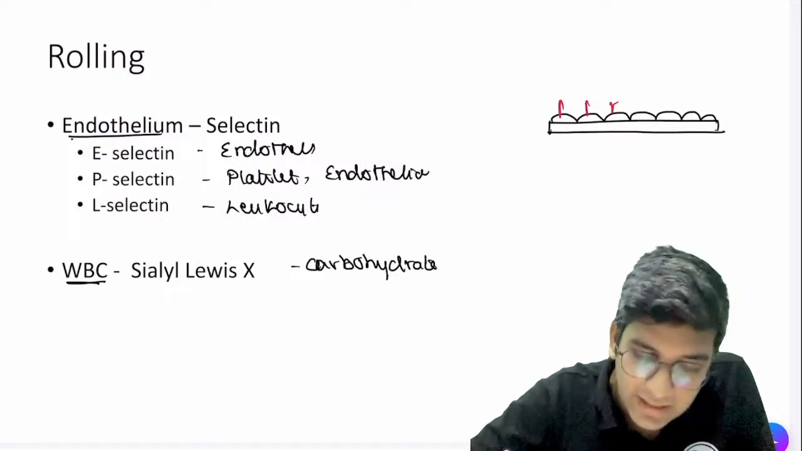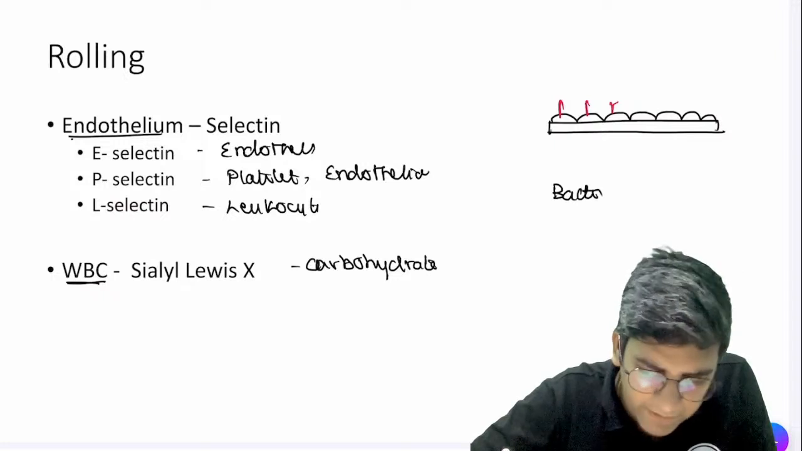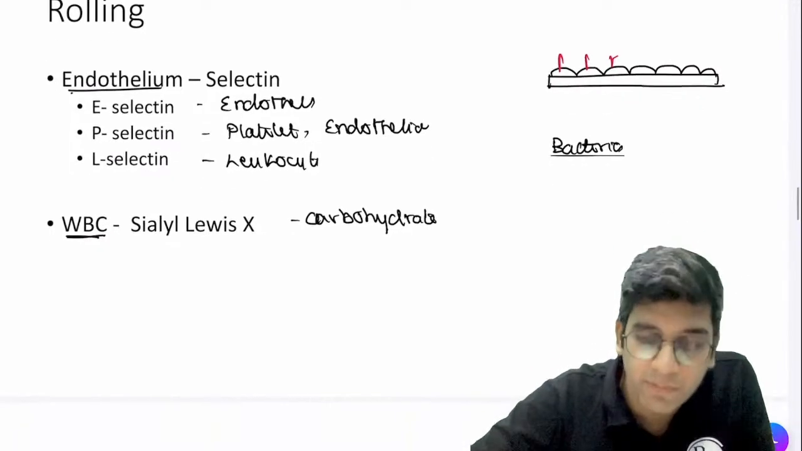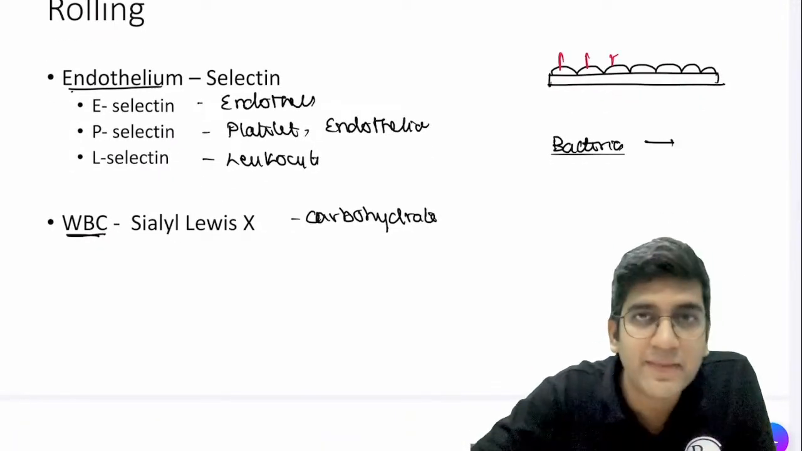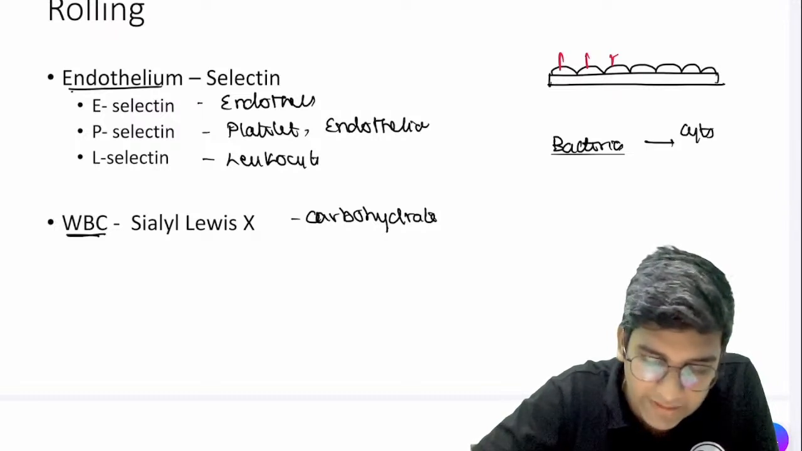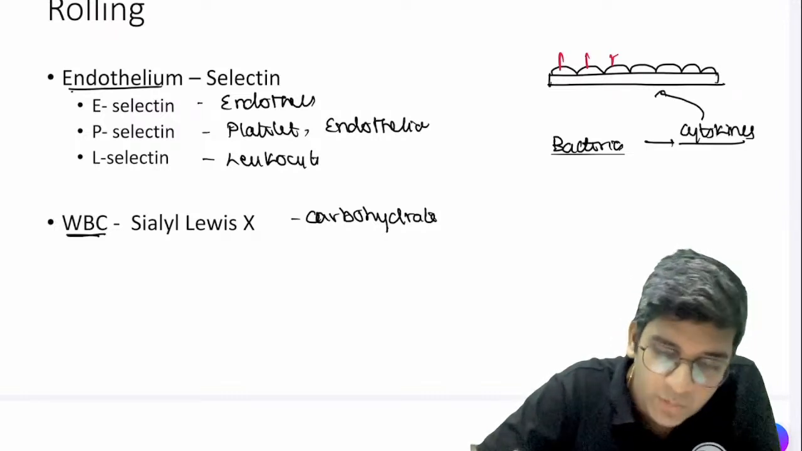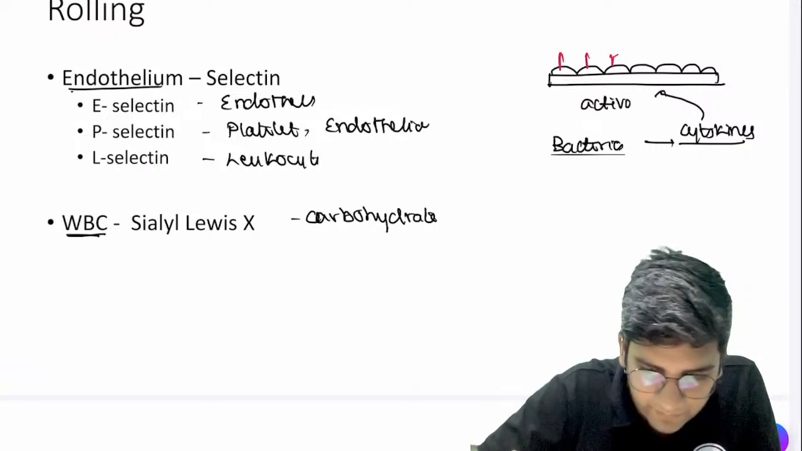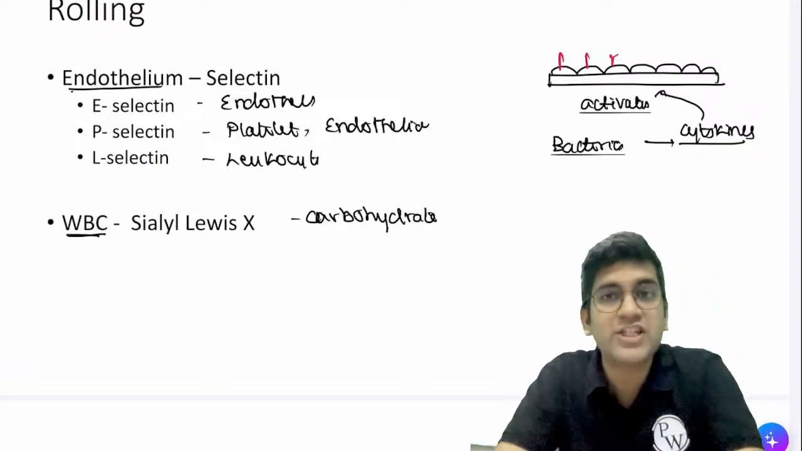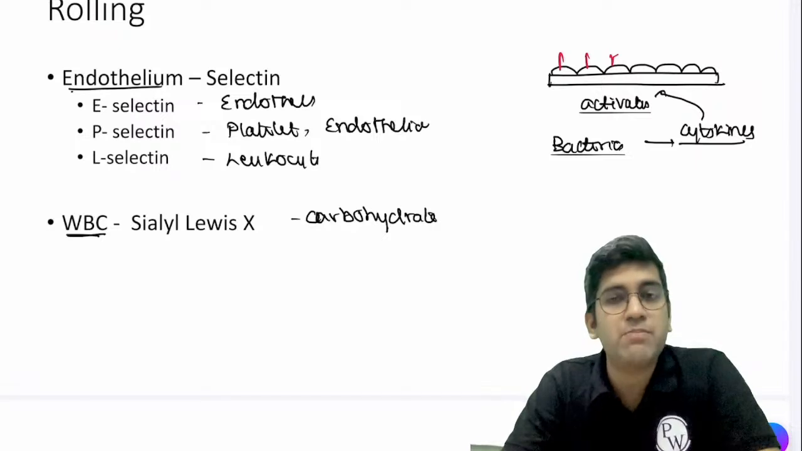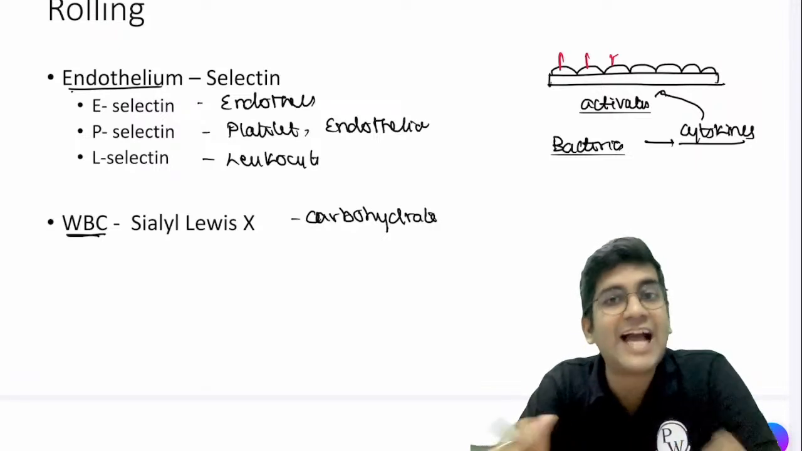So what happens is, let's assume a bacteria entered my body. Once a bacteria entered my body, it will make my tissue release a few things called cytokines. We'll read cytokines in the further lectures. These cytokines are the ones which will activate selectins. Otherwise, in a normal person, you and me, my blood vessel wall will not have selectin in its active form.